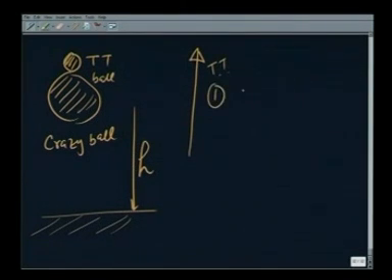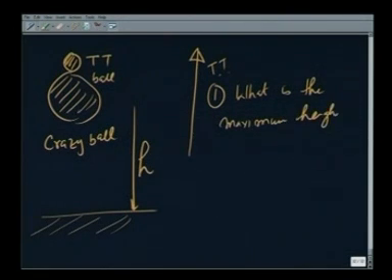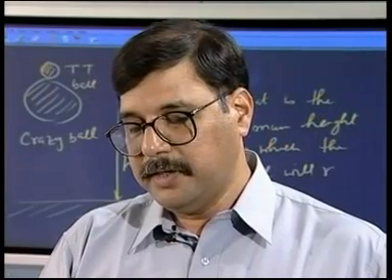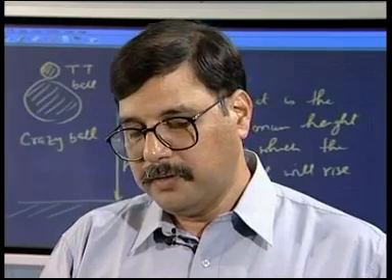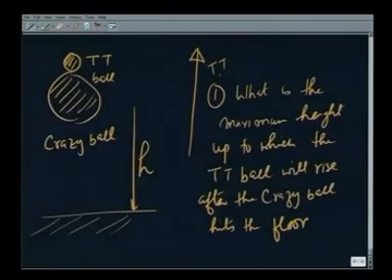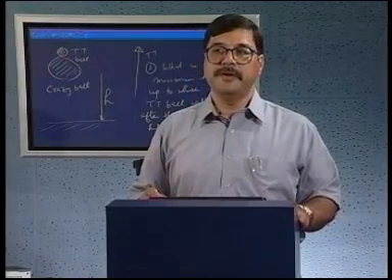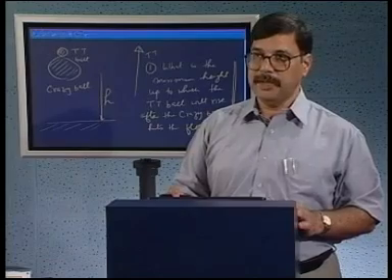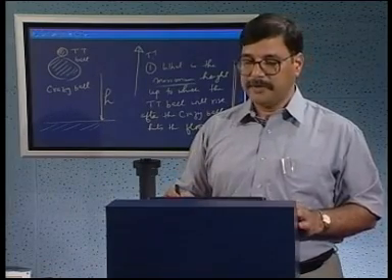So, calculate what is the maximum height up to which the TT ball will rise after the crazy ball hits the floor. Perform this experiment and try to justify it using whatever you have learned so far. Assume all the collisions to be elastic, and that will give you the maximum possible height.